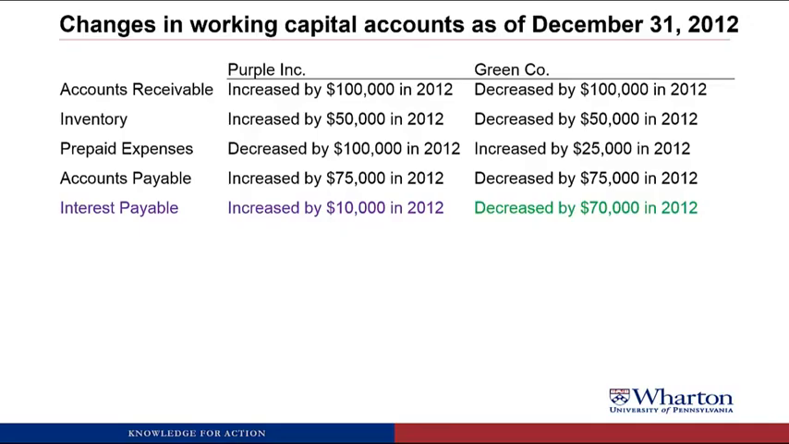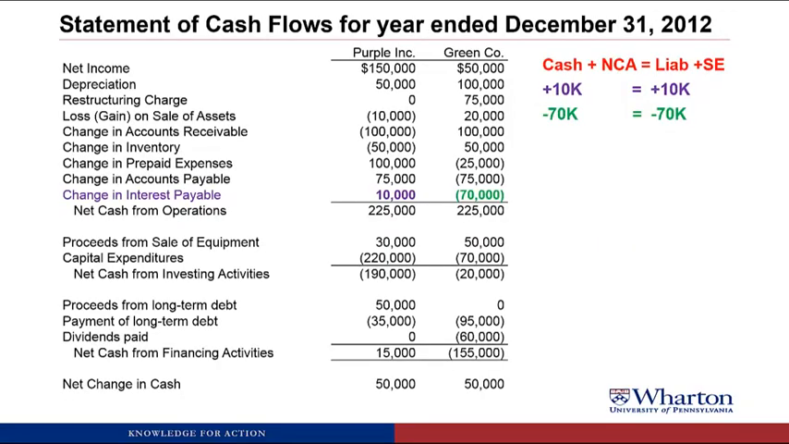Finally, for interest payable, Purple had an increase of $10,000 in 2012. Green had a decrease of $70,000 in 2012. So for Purple, we have an increase in interest payables and an increase in liabilities. So we add that to the cash flow statement. For Green, liabilities went down by $70,000 as interest payable dropped. We subtract that on the cash flow statement.